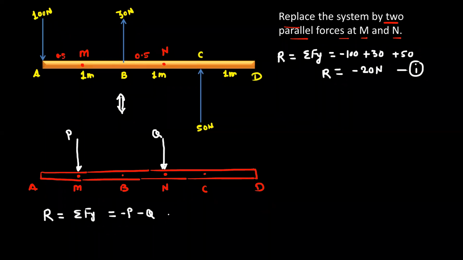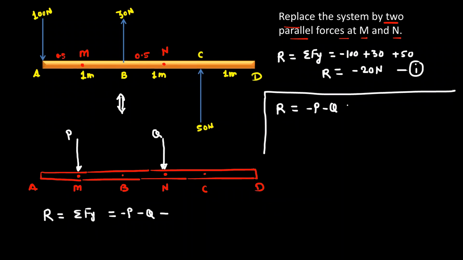So we will get one equation if we compare this resultant with this value. Okay. So for both the systems, resultant will be the same. So R is equal to minus P minus Q, and that is equal to minus 20 Newton. Okay. So we can cancel out the minus. So P plus Q is equal to 20. This is one equation.